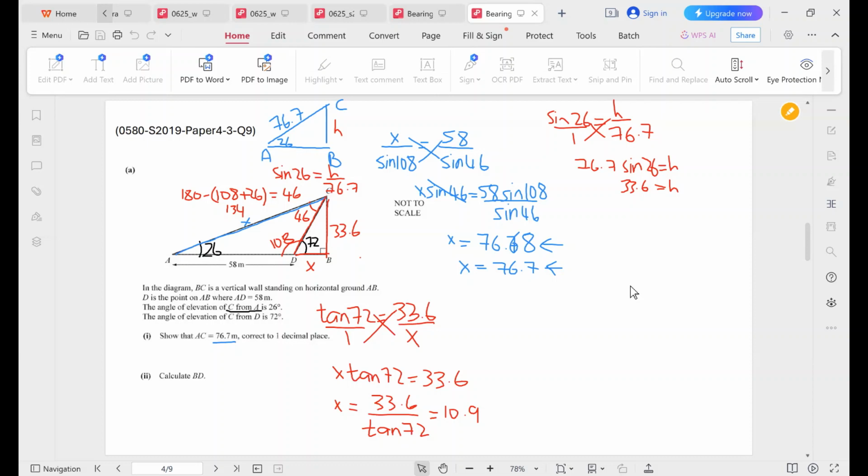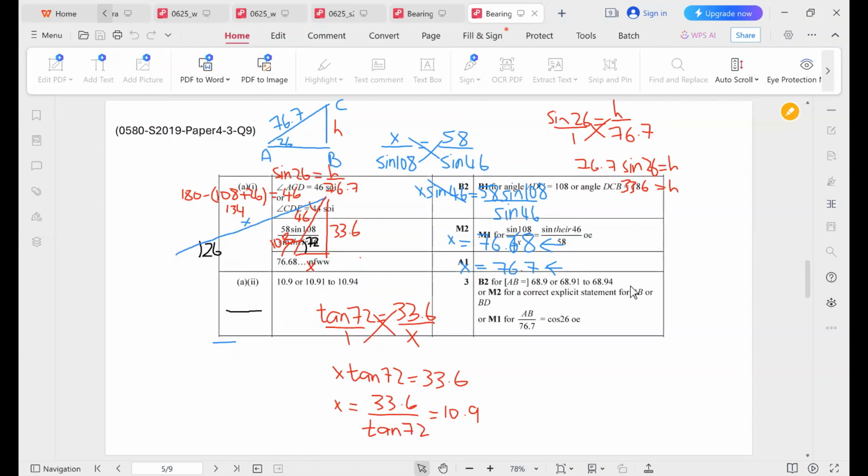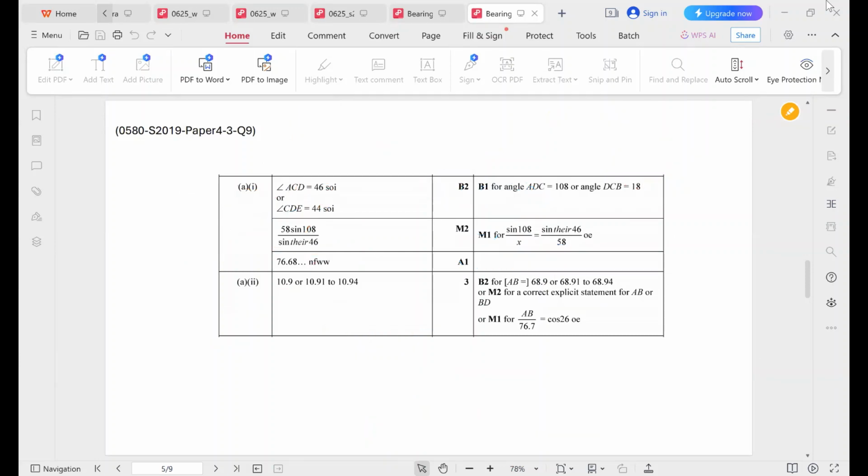So let's check the marking scheme. 10.9 is in fact the final answer here. And we're on the right track. So moving on, this seems to be correct.